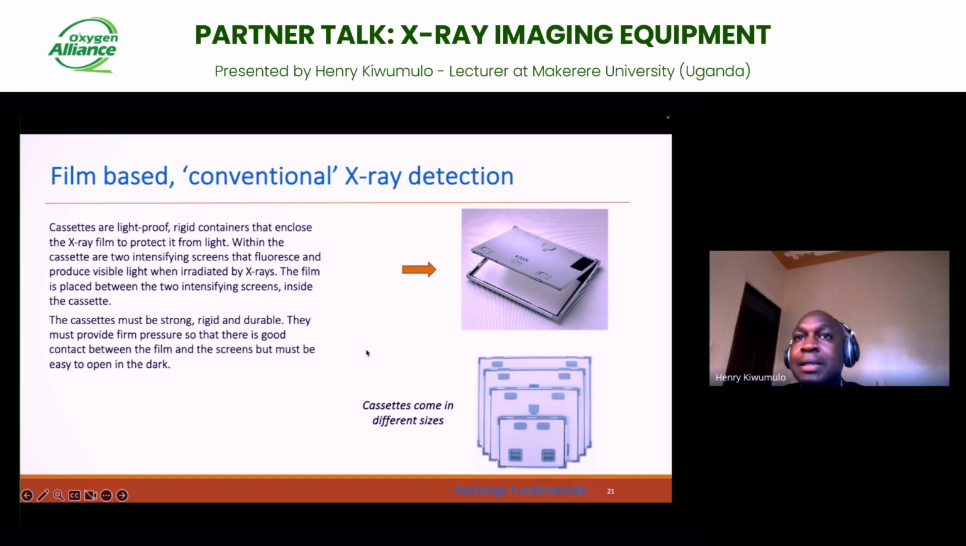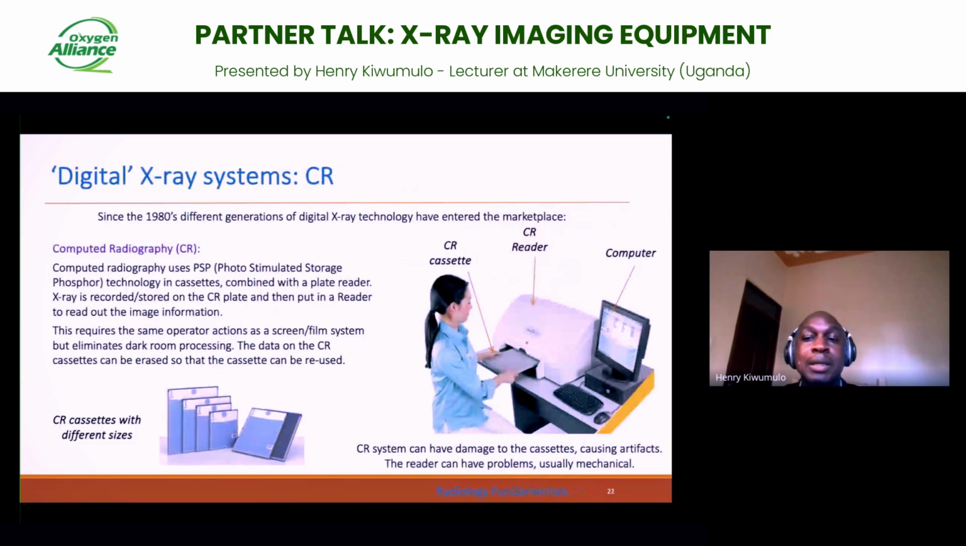So all of that are some of the factors that radiographers look into before choosing a cassette. However, these cassettes must be strong, rigid, and durable, and they must provide firm pressure so that there is good contact between the film and the screen. Otherwise, if there is a gap in between, you'll find that a compromised image will always come up from the X-rays that get onto the film. So one always has to be cautious.